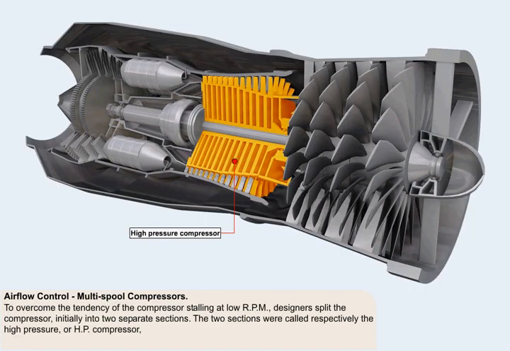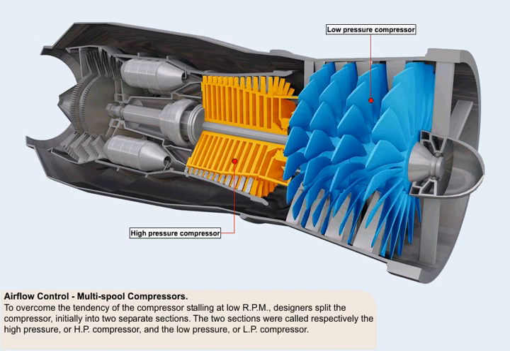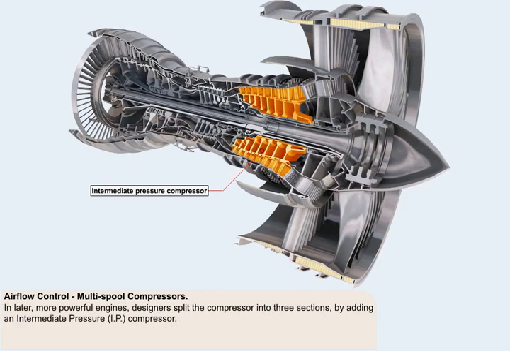So, to overcome the tendency that early axial flow engines had of the compressor stalling at low RPM, designers split the compressor, initially into two separate sections. The two sections were called respectively the high pressure or HP compressor and the low pressure or LP compressor. Subsequently, in later, more powerful engines, designers split the compressor into three sections by adding an intermediate pressure or IP compressor.